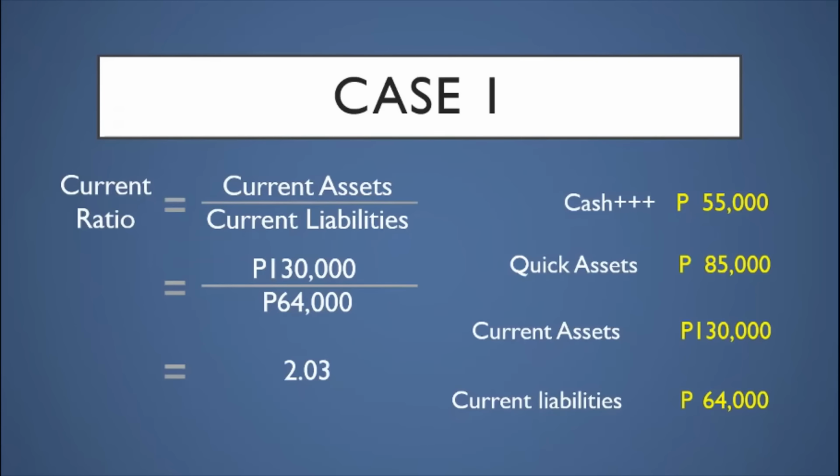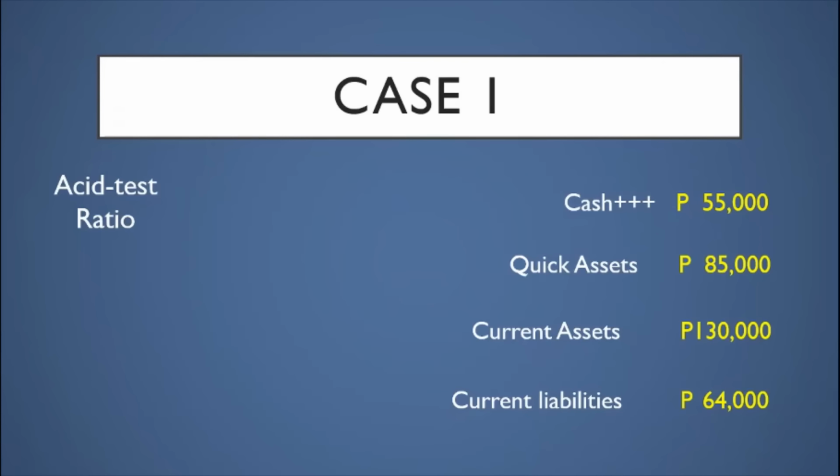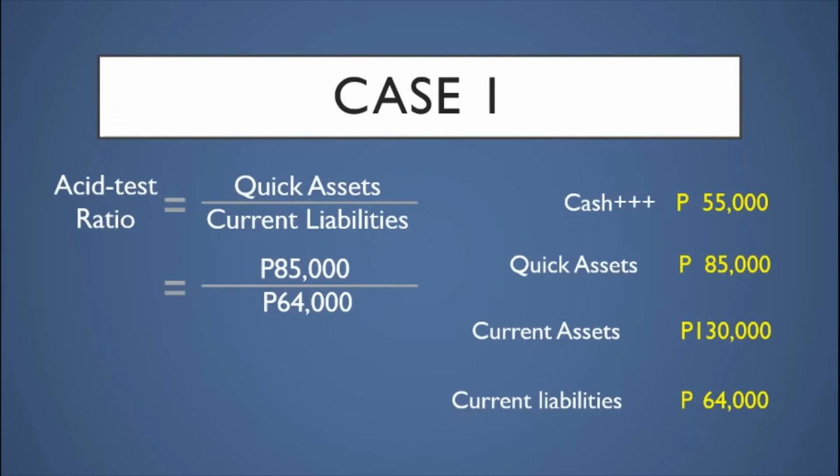But what if we are not confident that the current assets are liquid enough to meet the current liabilities? Then we can remove portions of the current assets, which takes a longer time to liquidate. This is the reason why we may also calculate the acid test ratio alternatively. This is equal to quick assets divided by the current liabilities. Remember that the quick assets exclude things like inventory and prepaid expenses. We have calculated this to be 85,000 pesos divided by 64,000 pesos, or current liabilities. The acid test ratio, also known as the quick ratio, is 1.33.